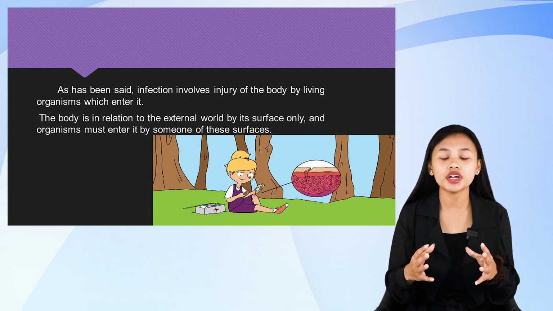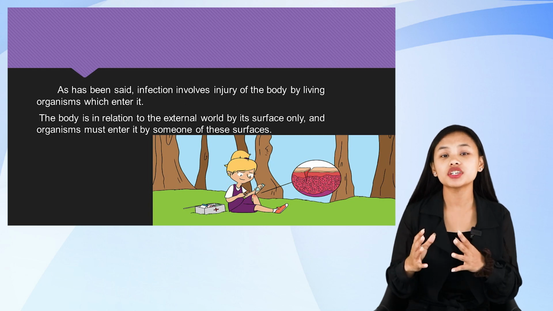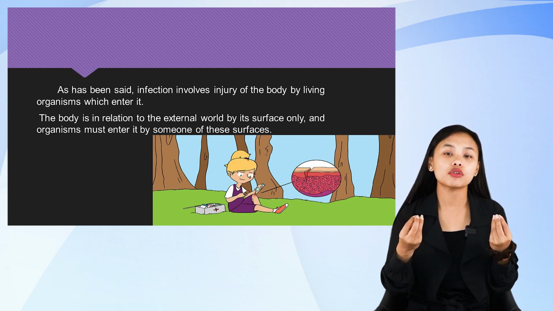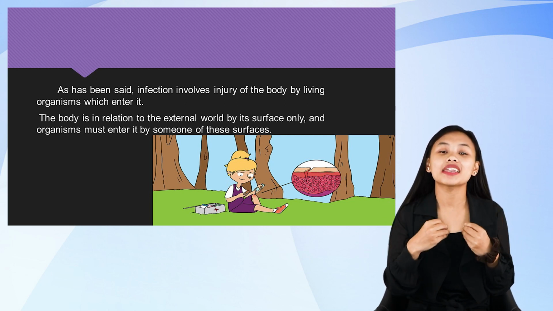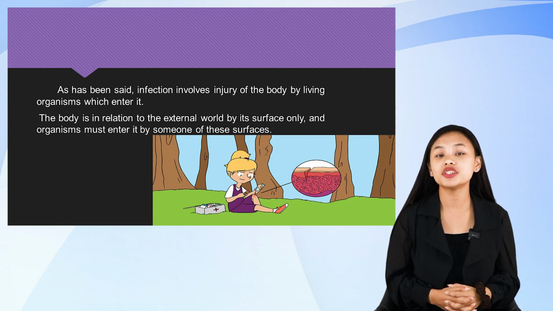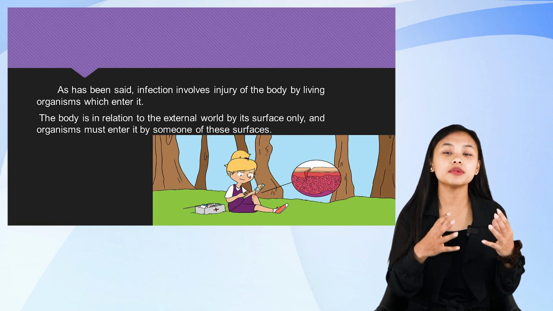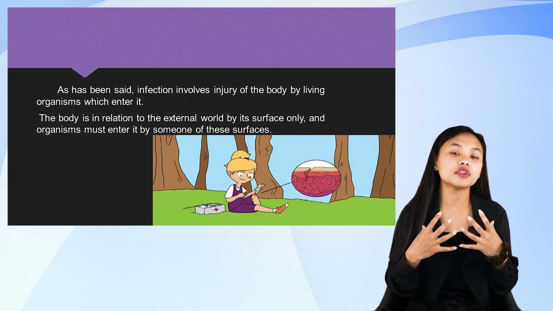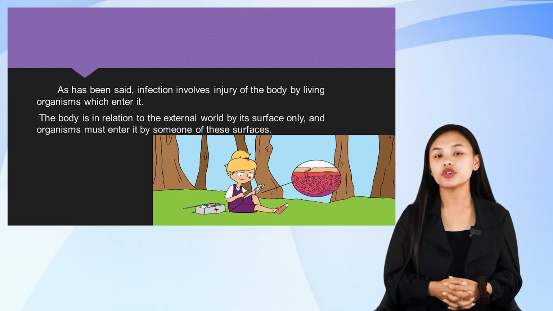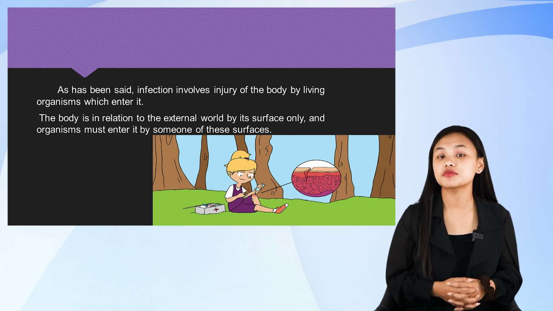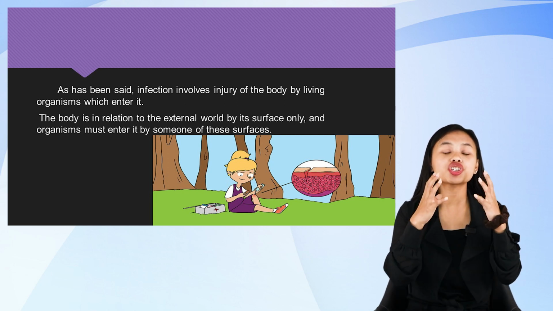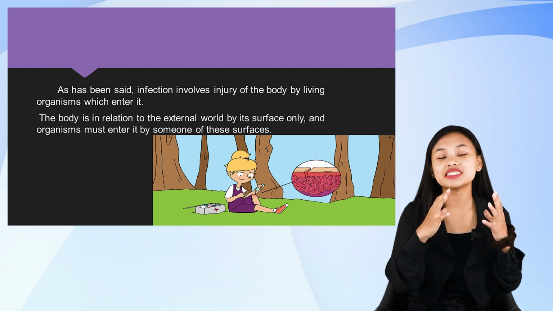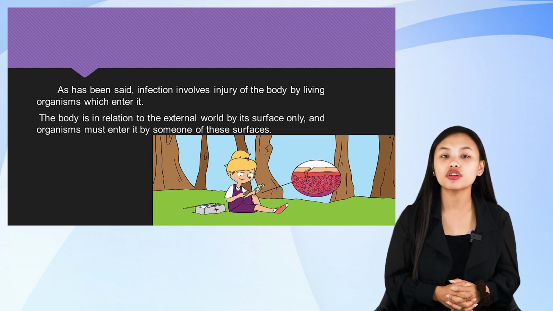The body of an individual is related to the external world by its surface only. So for microorganisms to enter the body, they need to pass through the surface. It is also true that the bacteria present in the intestine of an individual, either those normally present or even unusual varieties, may under certain circumstances produce substances which are injurious when absorbed. But this is not infection; it is analogous to any sort of poisoning.